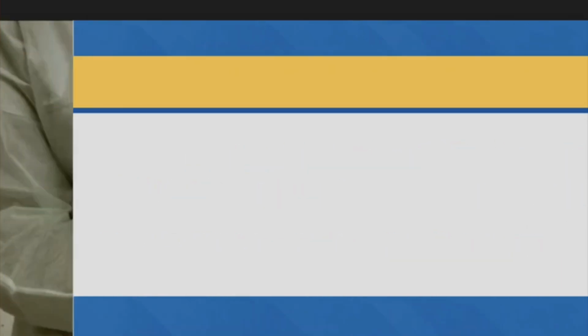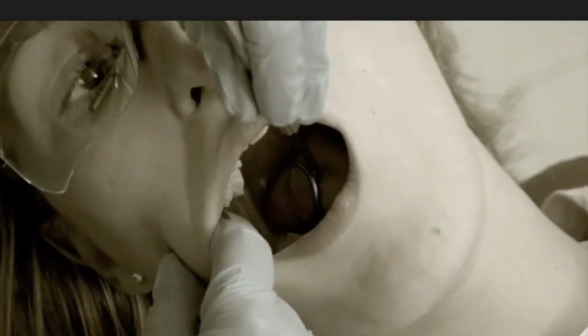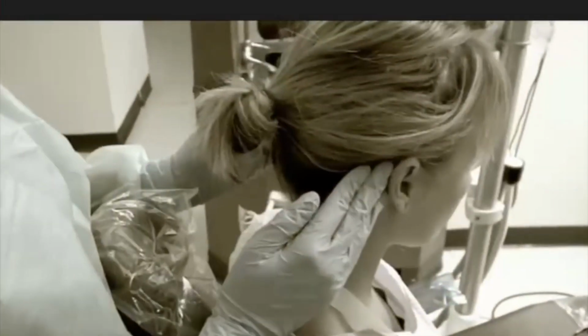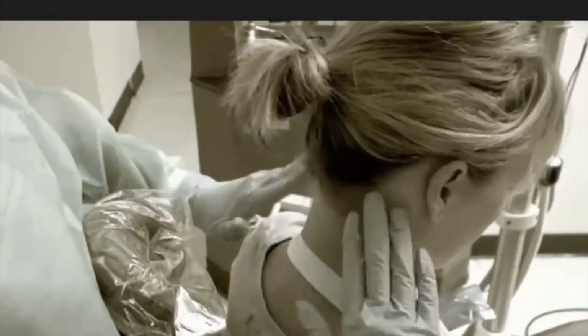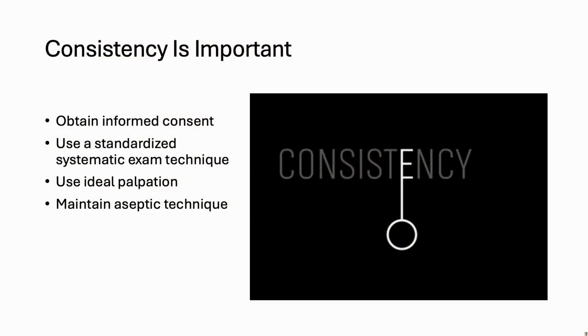A careful overall observation and thorough examination of the oral cavity and adjacent structures are essential to total assessment before care planning. Consistency is an important element of any exam. It helps us to keep from missing important structures. Use a standardized, systematic exam technique and ideal palpation.